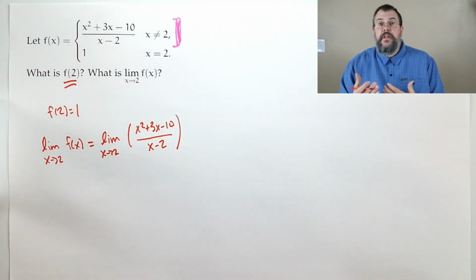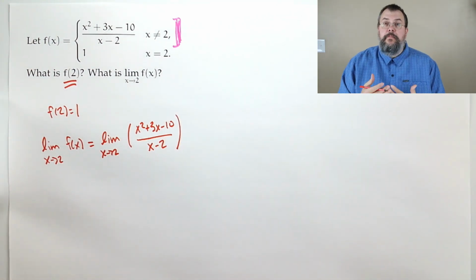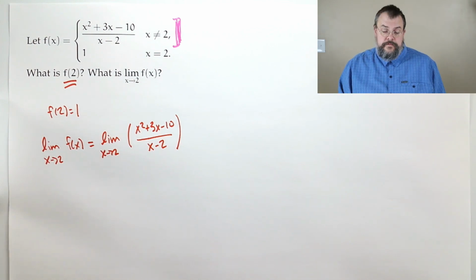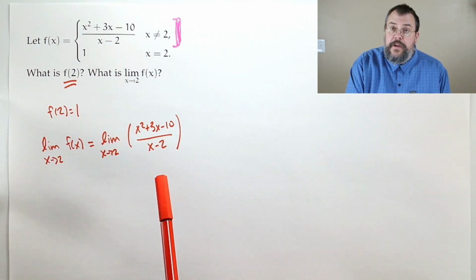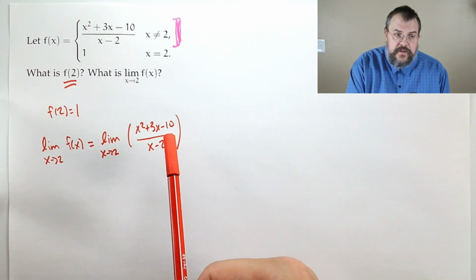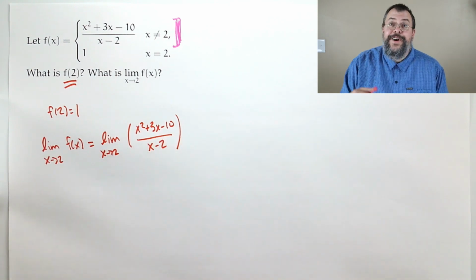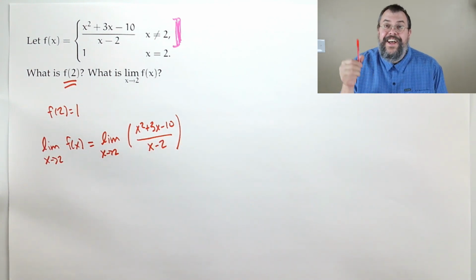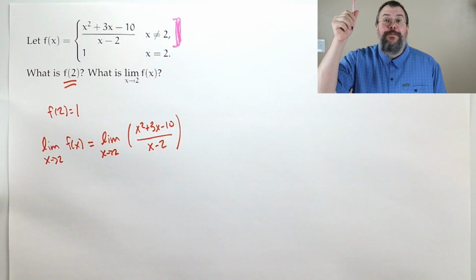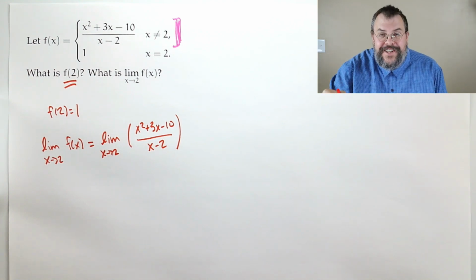Now, one of the things you should get into the habit of doing when you're looking at a limit is asking the question of what happens when we plug in 2. We already can see downstairs we get 0. What about upstairs? Well, we'll get 4 plus 6 minus 10, which is also 0. And 0 over 0 means more work.